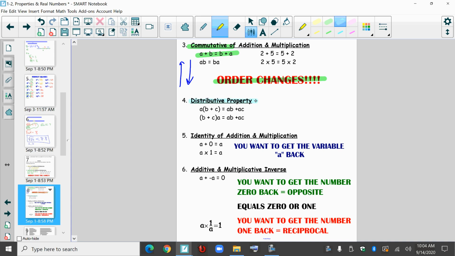The distributive property is going to be strictly distributing. A times B is AB. A times C is AC. Okay? Many of you see it on the left-hand side, but you do not see it when it's on the right-hand side.